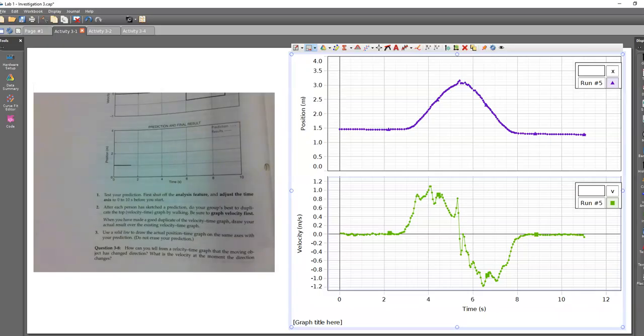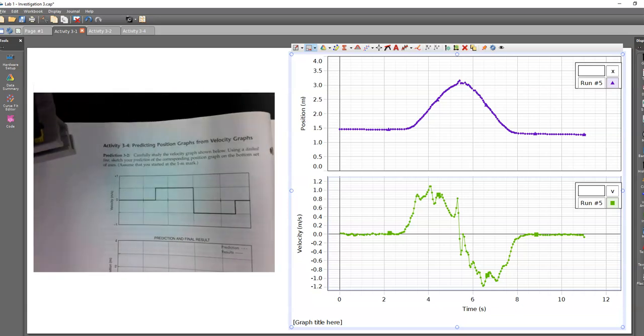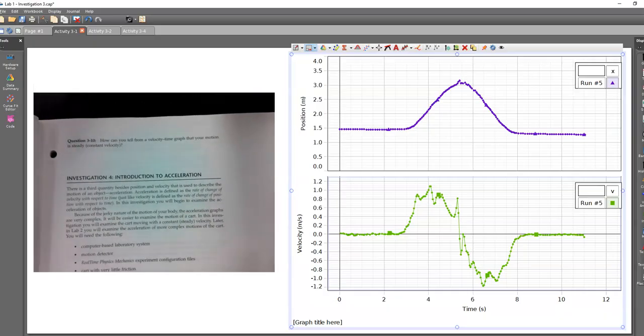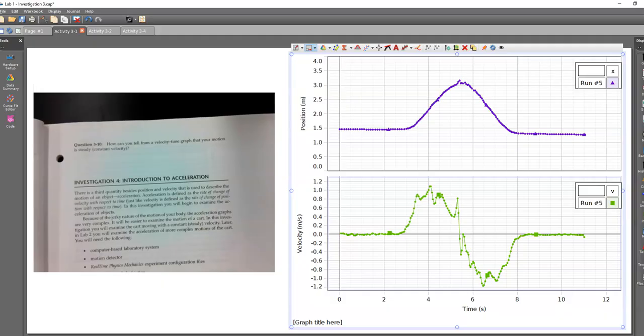Okay, I'm going to set up one more experiment. It's going to take 5 minutes to do, not the setup, but the experiment itself. So all I need to do is grab this, and we will do investigation 4. Now, investigation 4 requires that I change. And by the way, 3:10, how can you tell from the velocity time graph that your motion is steady or at a constant velocity? Because it's a straight line going across. Yes, very good. Okay, so let me set up my equipment here.